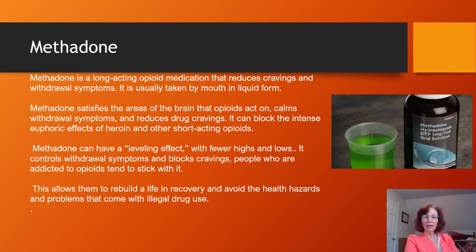Methadone satisfies the area of the brain that opioids act on, calms withdrawal symptoms, and reduces drug cravings. It can block the intense euphoric effects of heroin and other short-acting opioids. Methadone can have a leveling effect with fewer highs and lows. It controls withdrawal symptoms and blocks craving. People who are addicted to opiates tend to stick with it. This allows them to rebuild a life in recovery and avoid the health hazards and problems that come with illegal drug use.